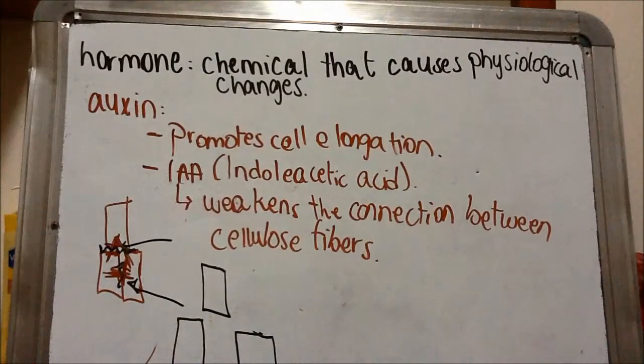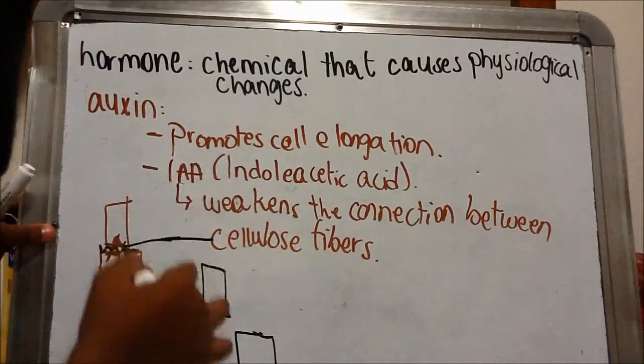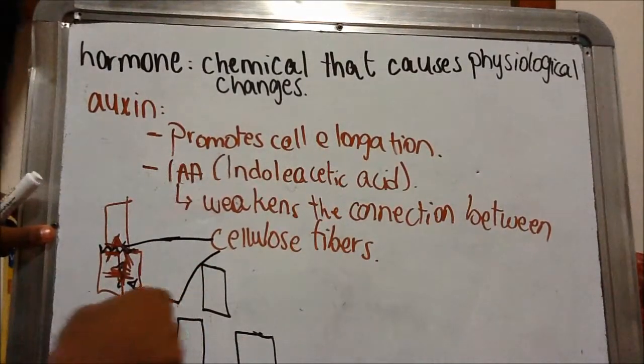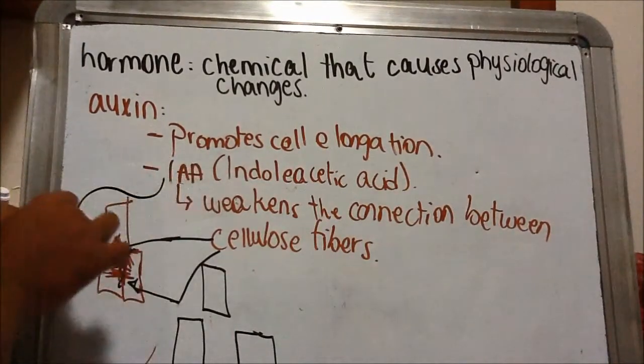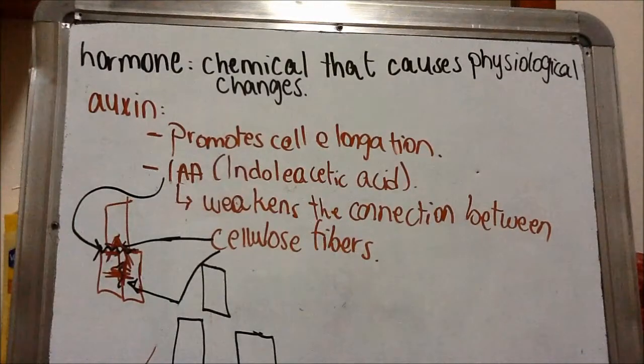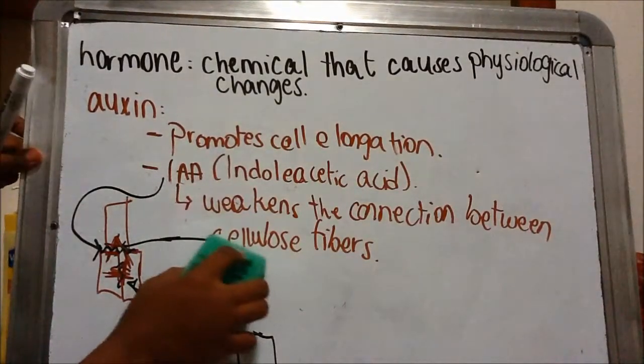So we said that these are the cellulose fibers right here. And the IAA, which is right here, the squiggly line, comes and breaks those cellulose fibers, allowing those cells to get bigger and taller. They don't break into half or anything. They just get taller. So this is basically everything about IAA, and that it occurs in the apical meristem of the plant stems. So we're going to write that. Let's erase this.